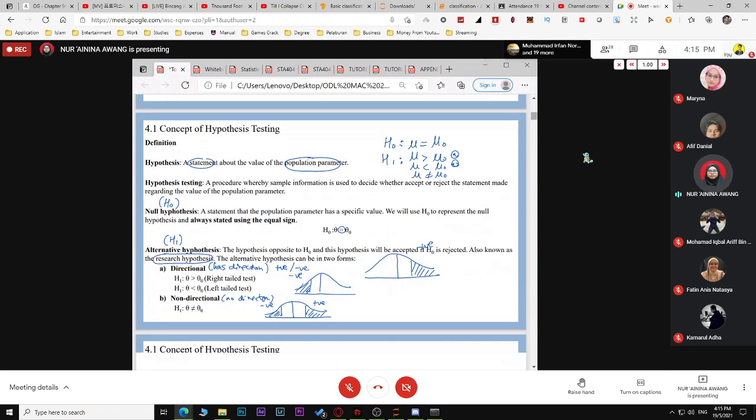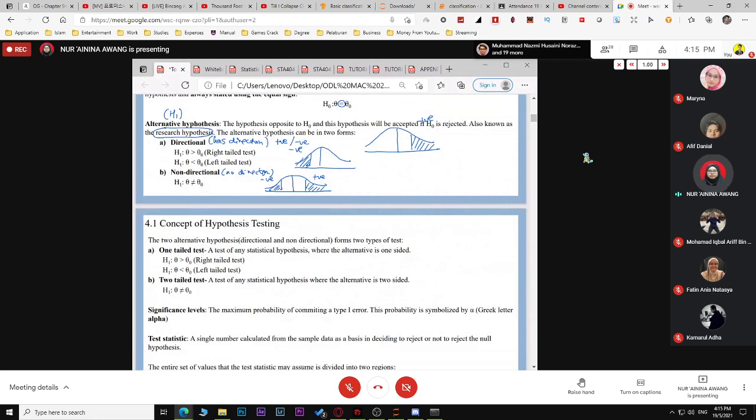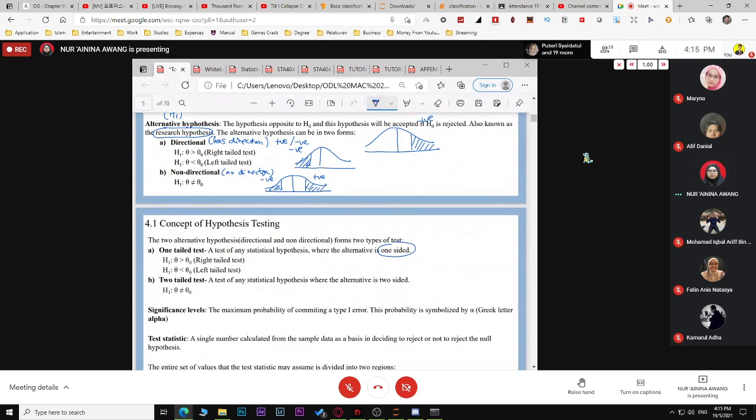And then we also have two types of tests for your H1 alternative hypothesis, which are the one tail test and the two tail test. So what is the difference between these two? For the one tail test, it is a test of any statistical hypothesis where the alternative is one-sided. We only look at one side, meaning either positive or negative. So we look at just one, either this side or that side. But the two tail test is a test of any statistical hypothesis where the alternative is two-sided. So we look at both the positive and negative sides.